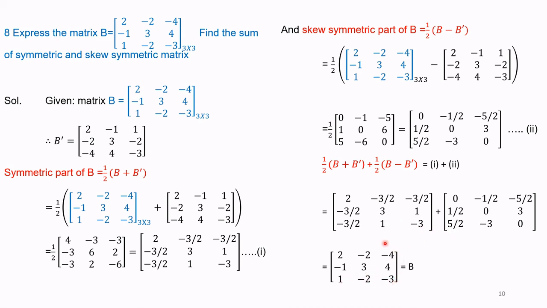If you compare this: 2, minus 2, 4, minus 4, 1, 3, 4, 1, minus 2, minus 3. This is the same as B. Hence, that is equal to B. Hence, we have proved that B is equal to half of B plus B dash plus half of B minus B dash. Next problem.